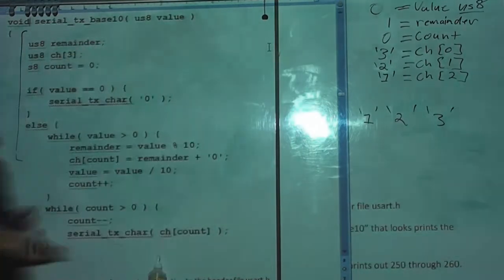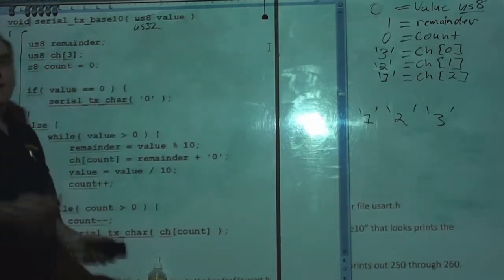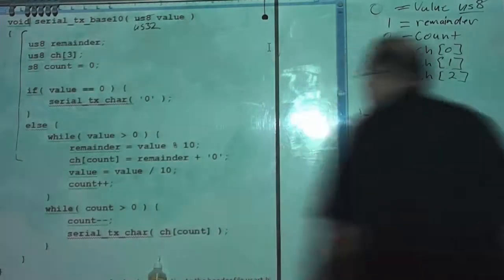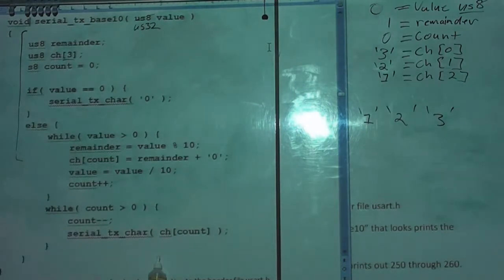If we want to convert this to a u32, what will need to change in this function? The array? What value will it need to be? You need to know the largest value a u32 is, right? It's in the lecture notes. 4 billion something. 4 billion and some change. Okay. Any questions on that? Everybody understand it? Pretty simple, huh?